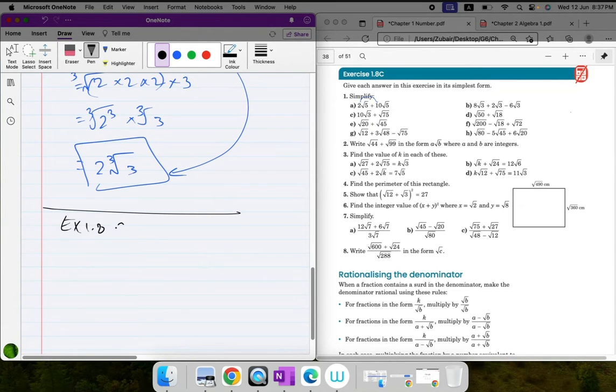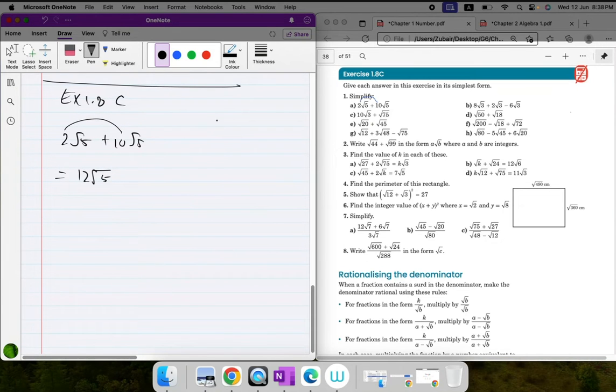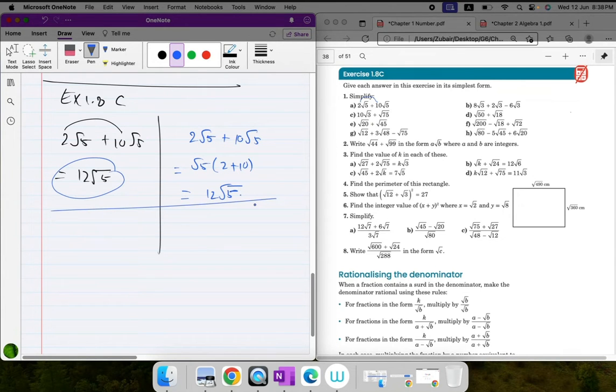Exercise 1.8c. The 2 square root 5 plus 10 square root 5 will be 10 plus 2 is 12 square root 5. Someone would also feel comfortable writing them with a common factor, such as 2 square root 5 plus 10 square root 5. If you take out square root 5 as common, you're left with 2 plus 10, which is again 12 square root 5. If you're comfortable, you can write the answer directly.